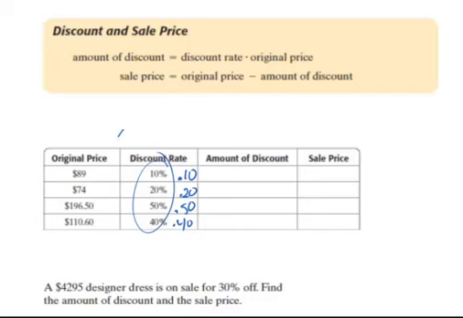The way I'm going to find the amount of the discount, I'm going to go ahead and multiply. So I take 89 times 0.10, that's $8.90. 74 times 0.20, that's $14.80.